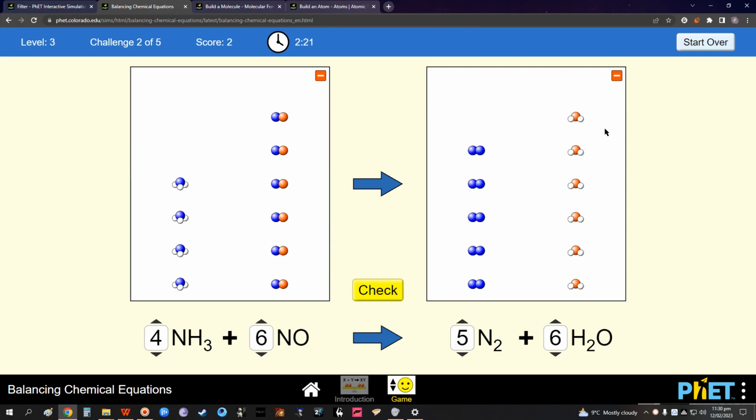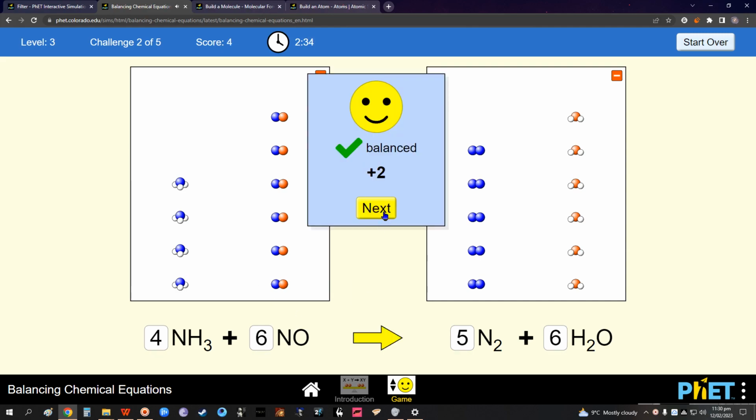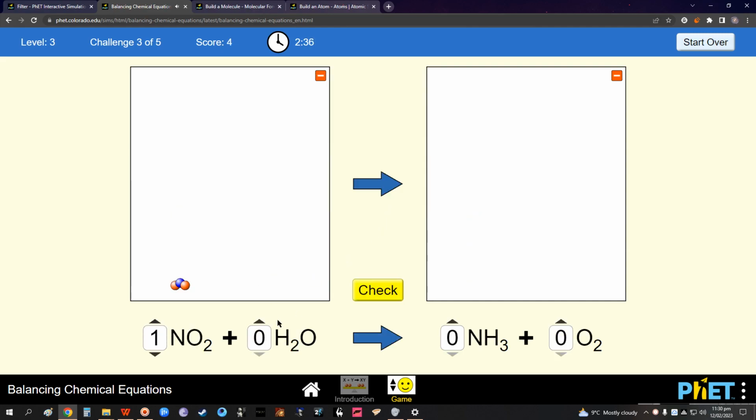How many oxygen do we have? 1, 2, 3, 4, 5, 6. Now our hydrogens: 1, 2, 3, 4, 5, 6, 7, 8, 9, 10, 11, 12. 12. So we have this. I think that's balanced. Oh, wow, that's harsh. Okay, let's continue. Let's see if we can finish this up quickly.